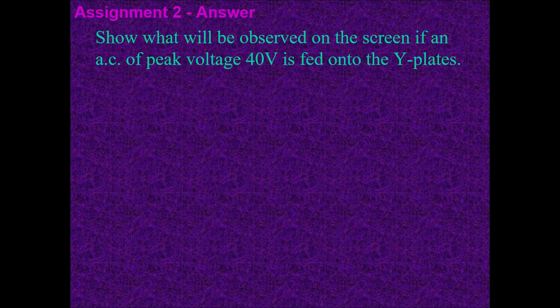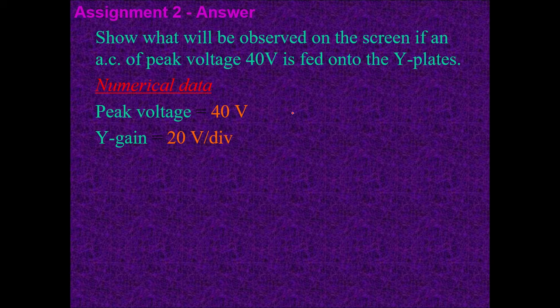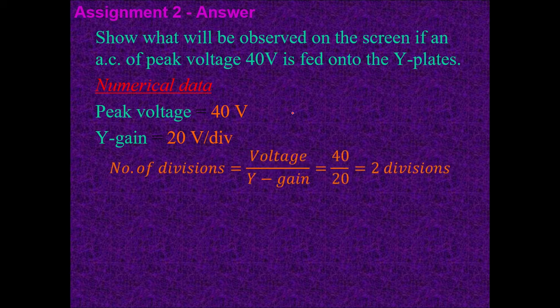Question number 2. Show what will be observed on the screen if an AC of peak voltage 40 volts is fed onto the Y plates. So the numerical data would have been given. We have a 40 volts peak voltage. We also have a Y gain of 20 volts per division from the previous question. So the number of divisions will be equal to 40 volts divided by 20 volts per division.